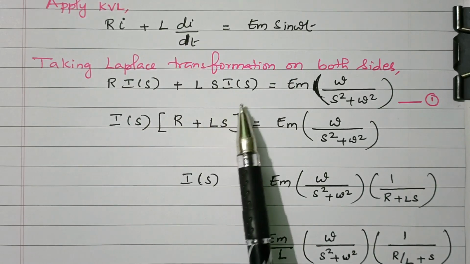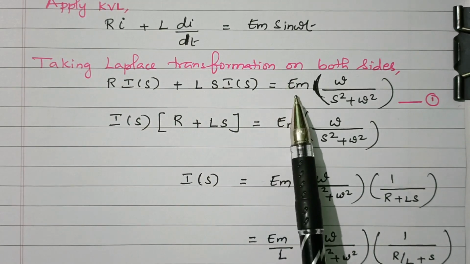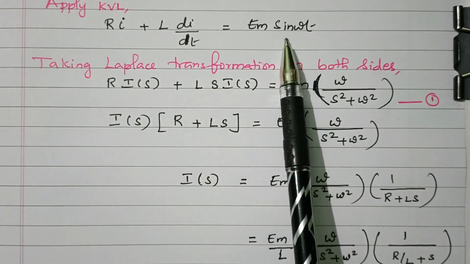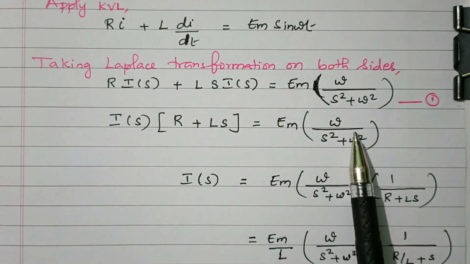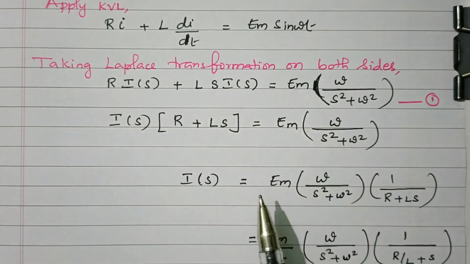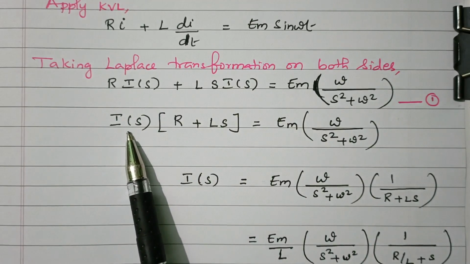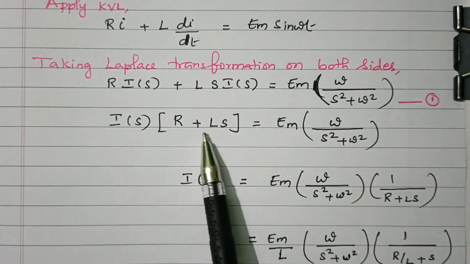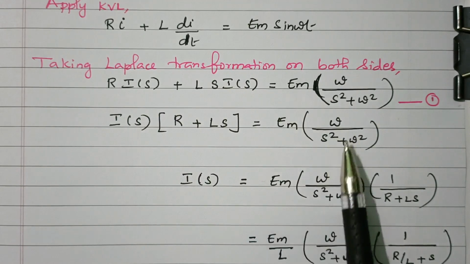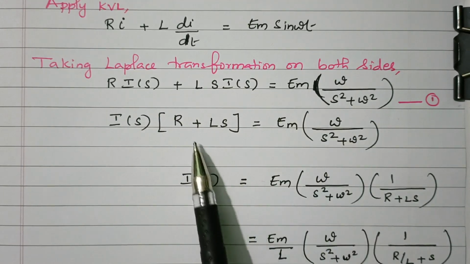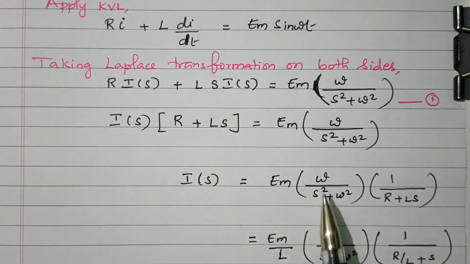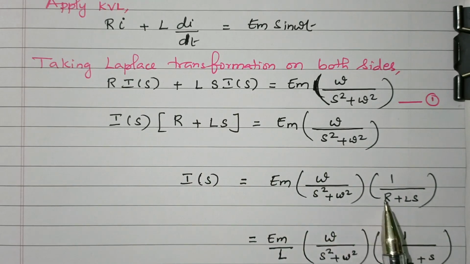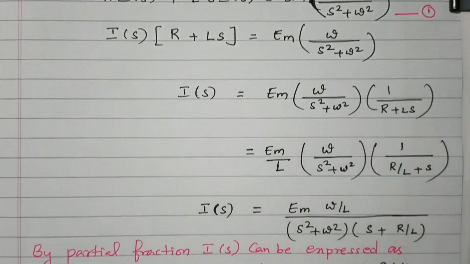The Laplace transform of di by dt is S into I of S. Em is constant, sin omega t. The Laplace transform of sin omega t is omega divided by S square plus omega square. Now the Laplace transform is taken on both sides. Take this I of S outside, as it is common. So it is (R plus Ls) I of S equal to Em omega divided by S square plus omega square. Bring this term to the denominator on that side, so that I of S equals Em omega divided by S square plus omega square, into 1 divided by R plus Ls. Now we can go for further simplification.